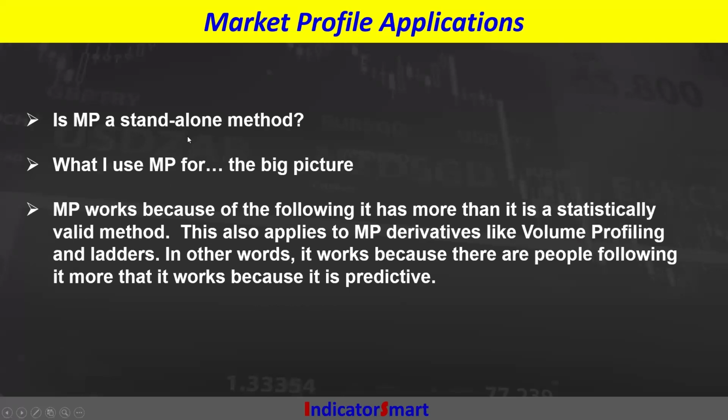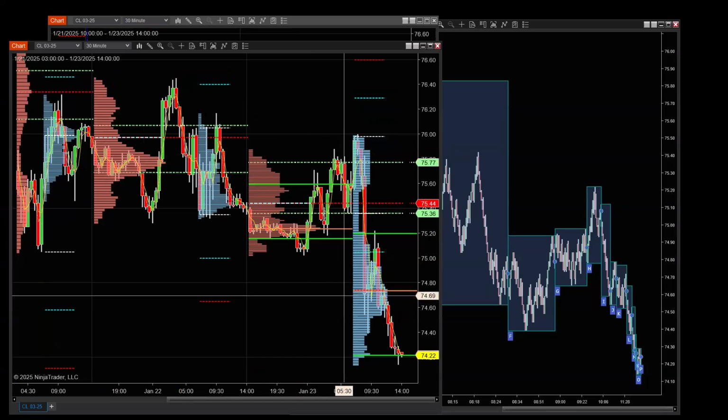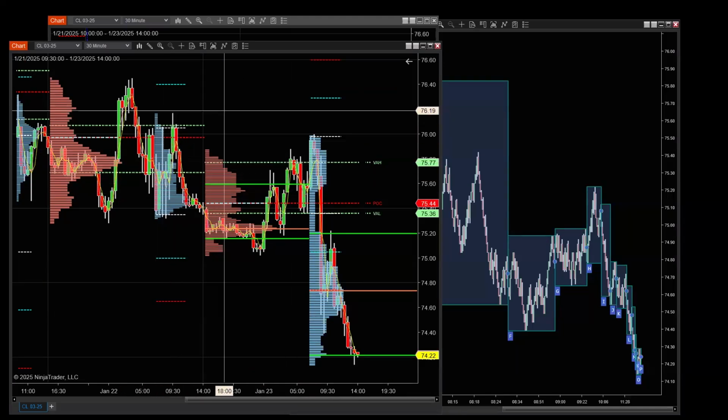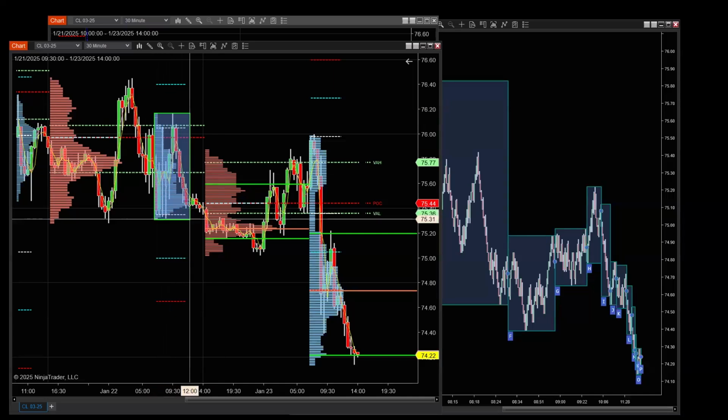So is market profile a standalone method? And the answer is, well, some people think it is. And so let me take a minute here and put a profile chart up. This is a profile chart. And what it does is it shows us a value area high and a value area low and a point of control. Now, when you look at the point of control, this goes back to yesterday's profile. So yesterday's price action was this profile right here.